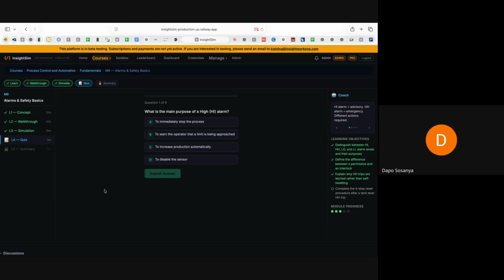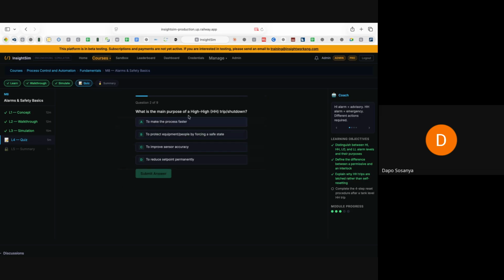So 1 of 9. You can just tell me the answer. What is the main purpose of the I alarm? A, to immediately stop the process. B, to warn the operator. C, to increase production. D, to disable the sensor. That should be B. To warn the operator. Correct.